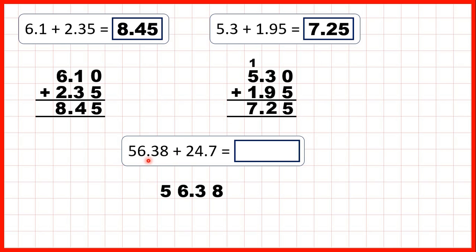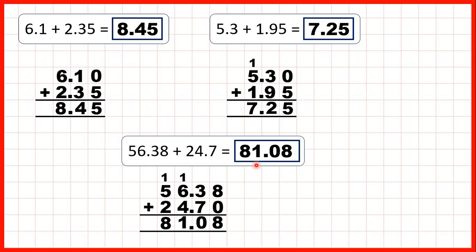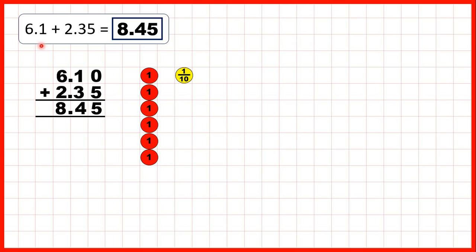Finally, we have 56.38 plus 24.7. So the numbers are written out with the decimal points lined up. We can write a 0 in this empty square and copy the decimal point down into our answer. Now 8 plus 0 is 8, 3 plus 7 is 10, so 1, 0, 1 plus 6 plus 4 is 11, so 1, 1, and 1 plus 5 plus 2 is 8. That gives us our answer of 81.08.